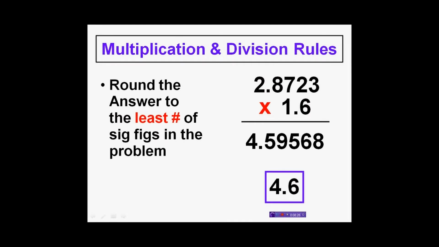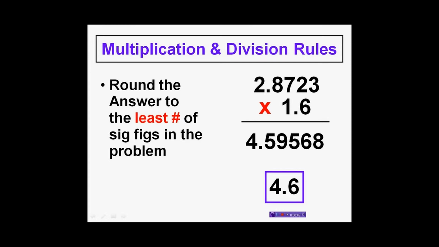Changing gears, we have multiplication and division. Multiplication and division, let's check out the rules over here first. In a multiplication and division problem, we're going to round the answer to the least number of sig figs in the problem. Once again, the least number of sig figs in the problem. This has nothing to do with decimal places. This has nothing to do with precision. That was addition and subtraction.